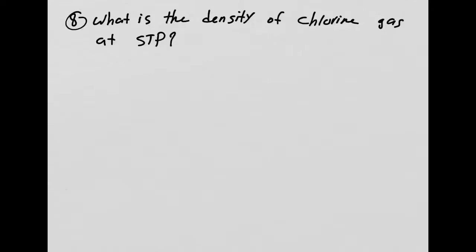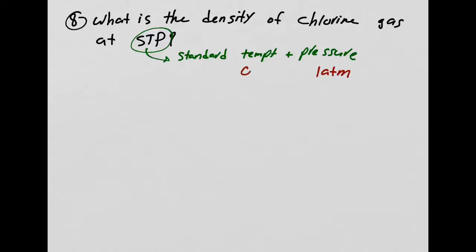What is the density of chlorine gas at STP? What is STP? Standard temperature and pressure. For gases, standard temperature and pressure is 1 atm and 0 degrees Celsius, which is 273 Kelvin. STP for thermodynamics, for reactions, was different because we do reactions at 25 degrees, room temperature, but the STP for gases is 0 degrees.